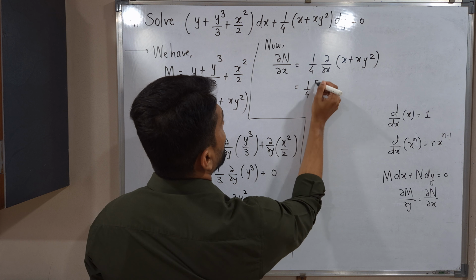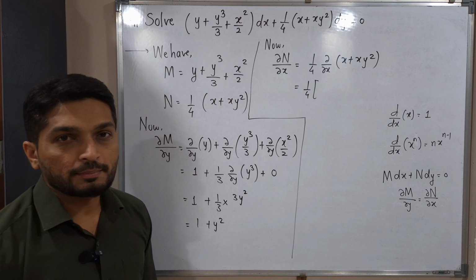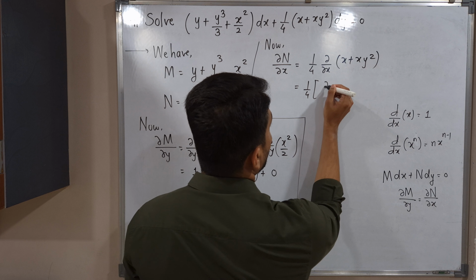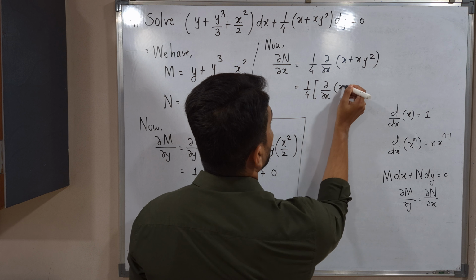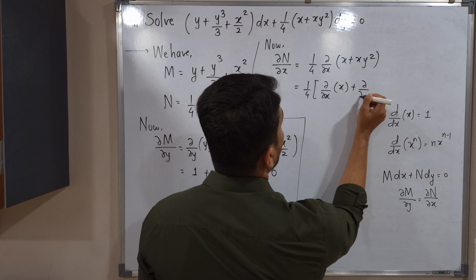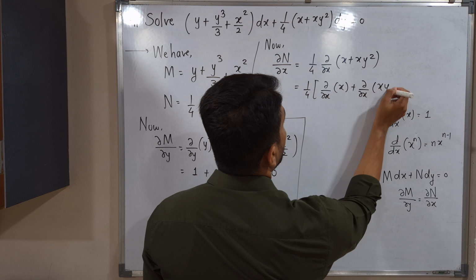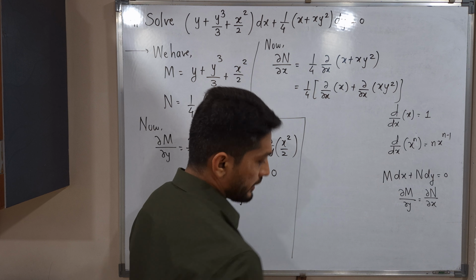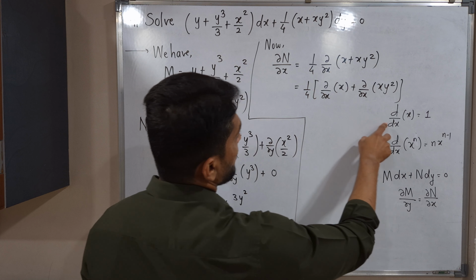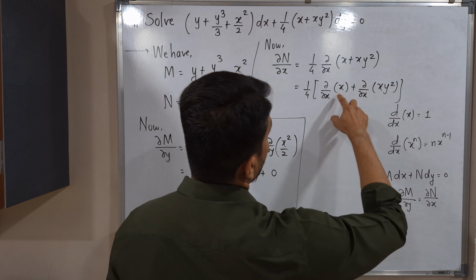With 1 by 4, since addition is there, I will take separate derivatives. That means the derivative of x plus the derivative of xy square. Okay, so let us continue. You know the derivative of x with respect to x is 1. So I can put it here.